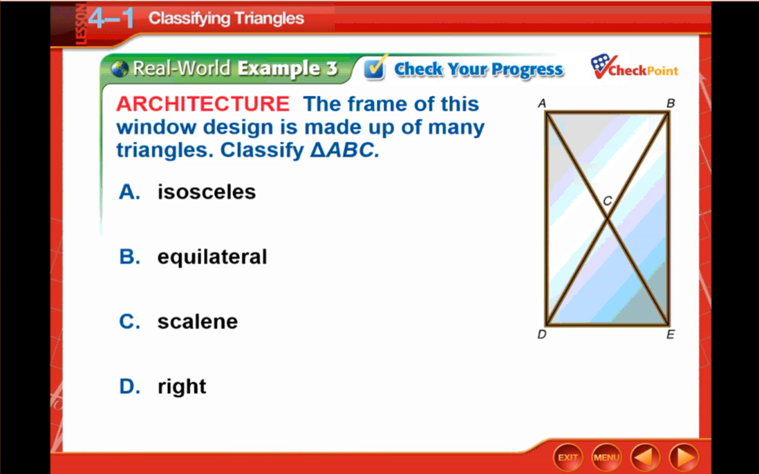Classify triangle ABC. And we're going to classify that in terms of its sides. Well, it would appear that triangle ABC does have side AC and side BC congruent to each other, but side AB is not congruent. And so we've got two of the sides congruent. If at least two sides are congruent, then we have a triangle that's isosceles.